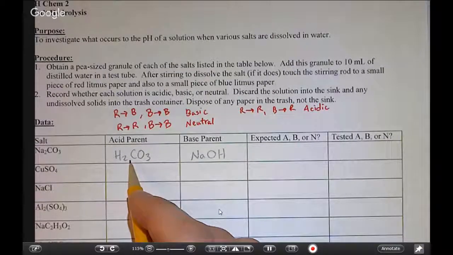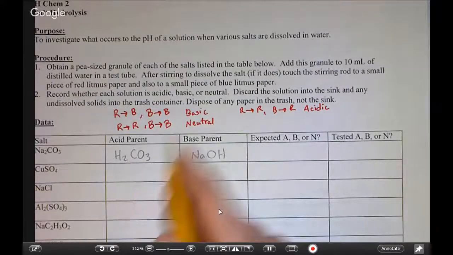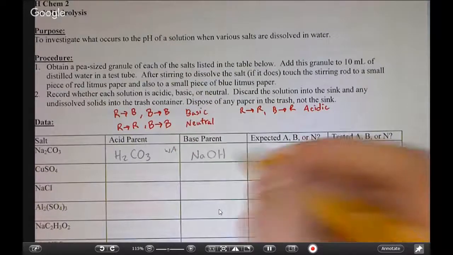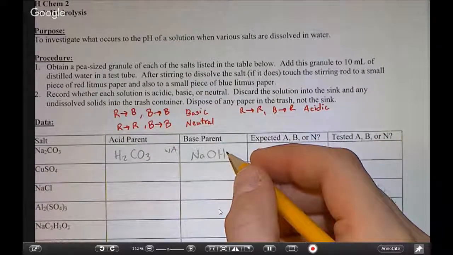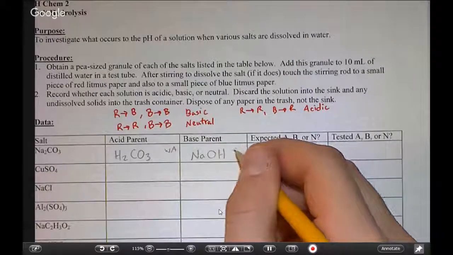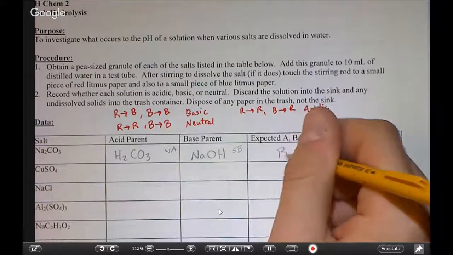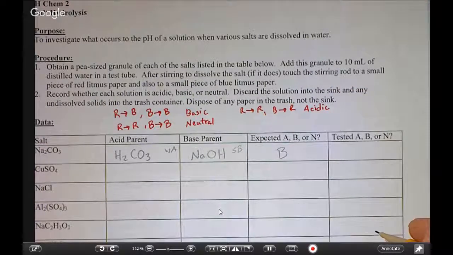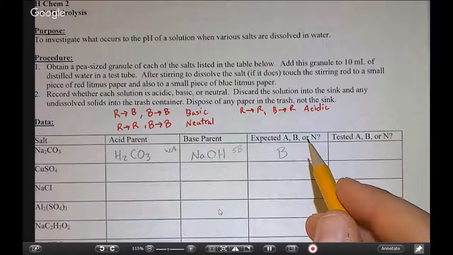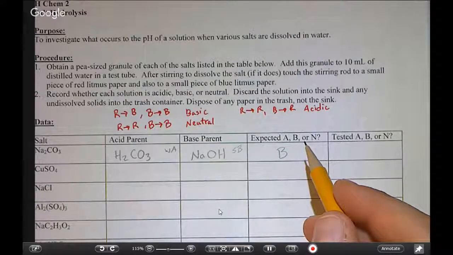Okay. Now, what do we expect this to be? Carbonic acid, is this a strong acid or a weak acid? Is it on your list of strong acids? No, therefore it's a weak acid. And then sodium hydroxide, strong or weak base? Strong base. So since one is strong and one is weak, we're going to follow the strong, which means we would expect this one to be basic. So we put enough hydroxides to match the charge of the sodium. Sodium's a +1.